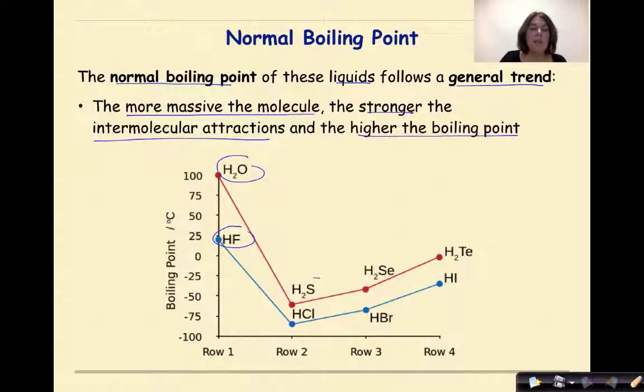But for molecules like H2S, H2Se, H2Te, these all have dipole-dipole forces as their stronger intermolecular force. But as we go from H2S, H2Se, and H2Te, the molecular mass is going to increase. And as the molecular mass increases, the boiling point is going to increase. Same thing with HCl, HBr, and HI. All have London dispersion forces and dipole-dipole forces, dipole-dipole forces being the primary intermolecular force that we're going to see here, but HCl has the lowest molecular mass compared to HI, which has a higher molecular mass. Therefore, HI will have a higher normal boiling point than HCl will.